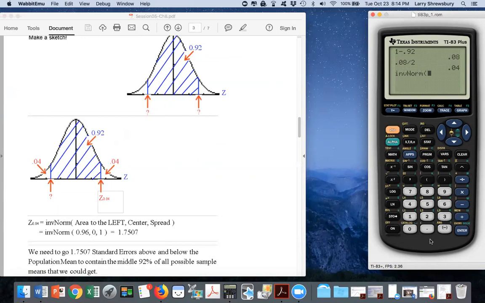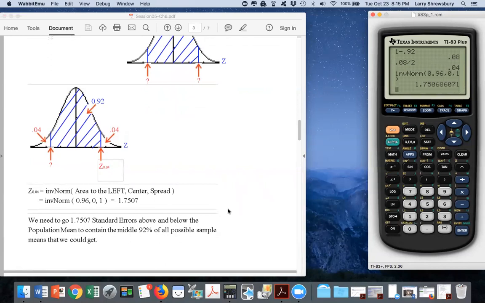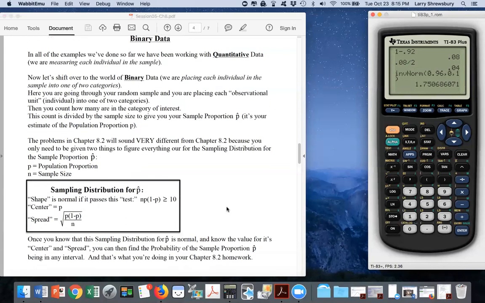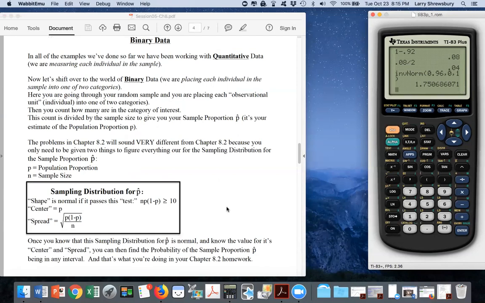So it's at the 96th percentile. Let's see what z-score is at the 96th percentile. Well, inverse norm will tell you. I have to go 1.7507 standard errors above and below the center to contain the middle 92%. Now you know. Now we can get into binary data. We divert a little bit, but that really applies to what you'll be working with this week with the confidence intervals. All right, so things are a little different here.